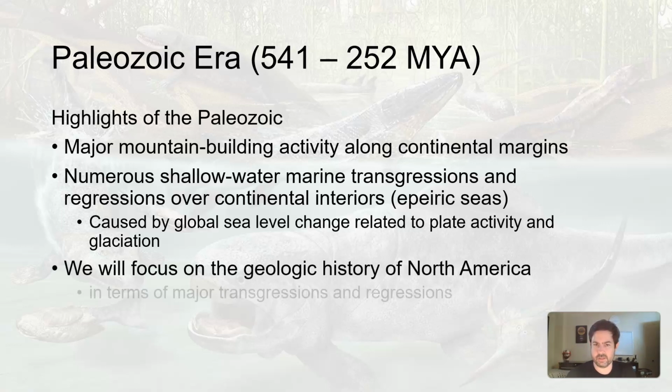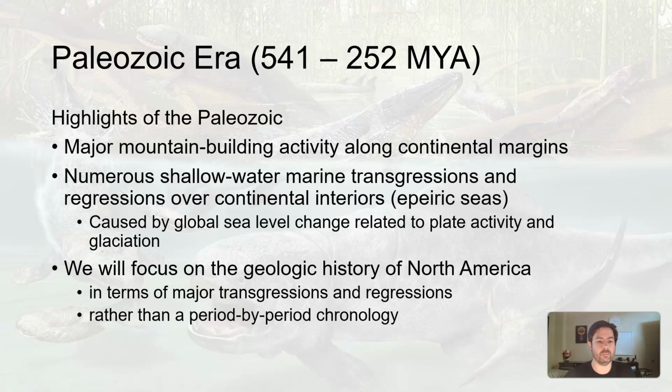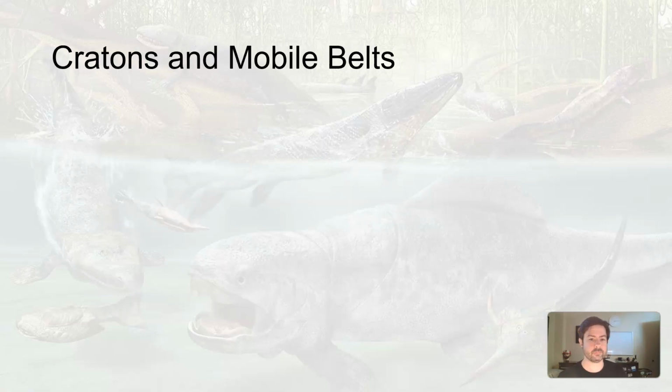Again, we'll focus on the geologic history of North America in terms of the transgressions and regressions, these events, as well as mountain building events. We'll throw those in there rather than a period by period chronology. Rather than saying, oh, this is what happened in the Cambrian, oh, this is what happened in the Silurian, so on and so forth, we'll focus on the major transgression and regression events, of which during this time there were 4 of them. But we'll also sprinkle in some of those mountain building events as well.